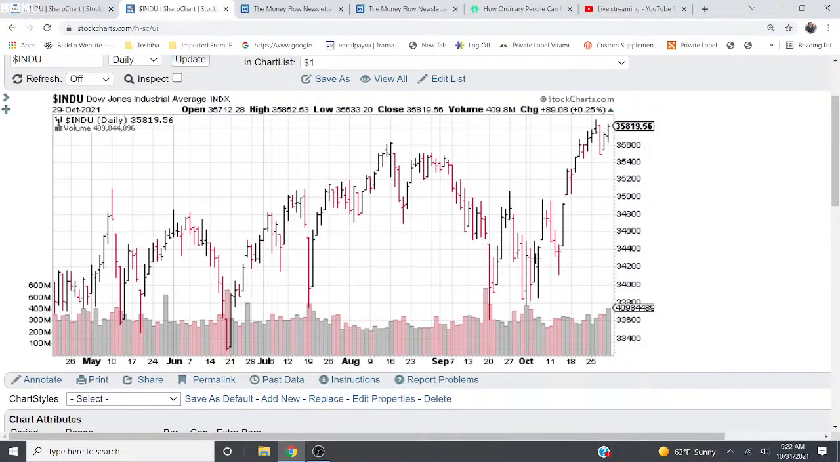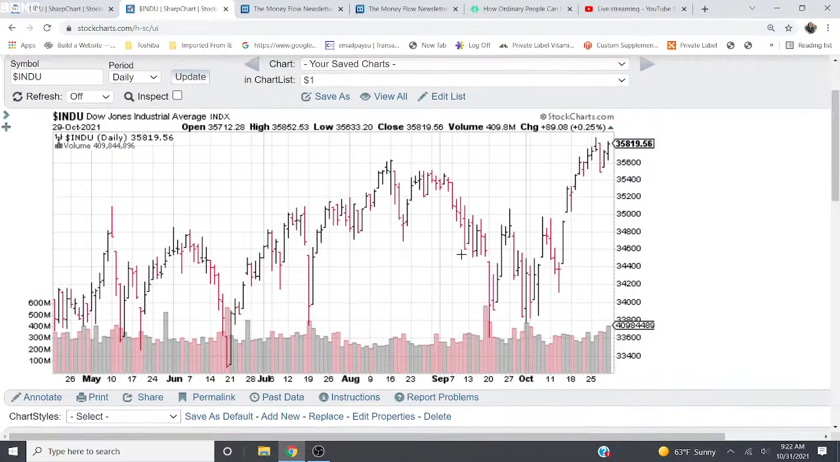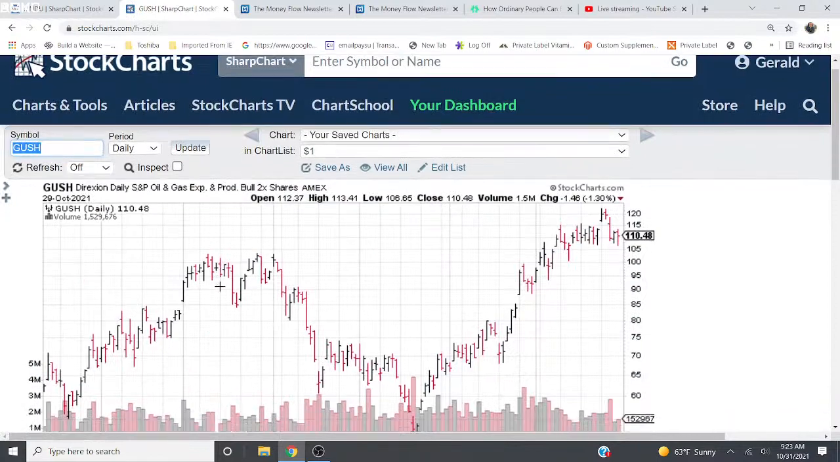Now, this is an index, and it's made up of 30 stocks. If we get down into the individual stocks, then this gets a little clearer. So let's look at a recent one we've had that's done well. Let's see. All right, let's look at the XLU. Now let's look at Gush. We've had that one killing it.